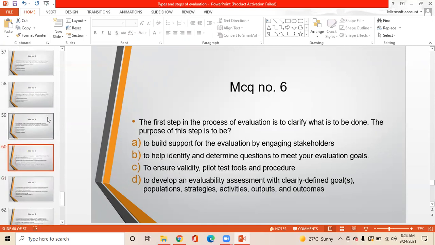MCQ 6: The first step in the process of evaluation is to clarify what is to be done. The purpose of this step is to: option A, build support for evaluation by engaging stakeholders. Option B, to help identify and determine questions to meet your evaluation goals. Option C, to ensure validity, pilot test tools and procedures. And option D, to develop an evaluability assessment with clearly defined goals, population, strategies, activities, outcome, and output.